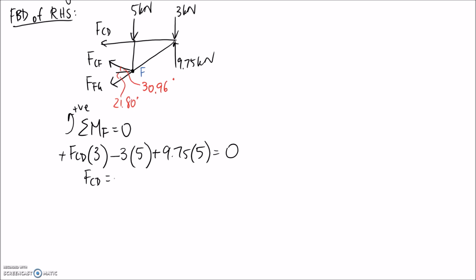So we can solve for FCD, and it actually comes out to be a negative number of 11.2 kilonewtons. So since it's come out negative, that means we actually had the wrong direction on the diagram. So FCD is actually 11.2, but going back the other way to the right. So let's fix that up. So it's actually back this way.